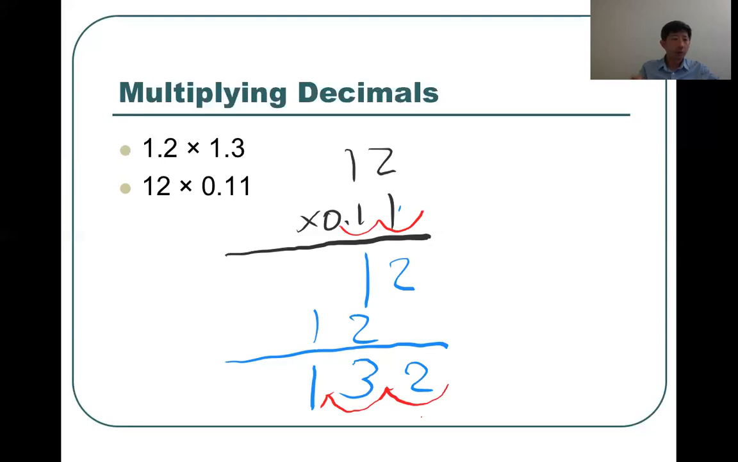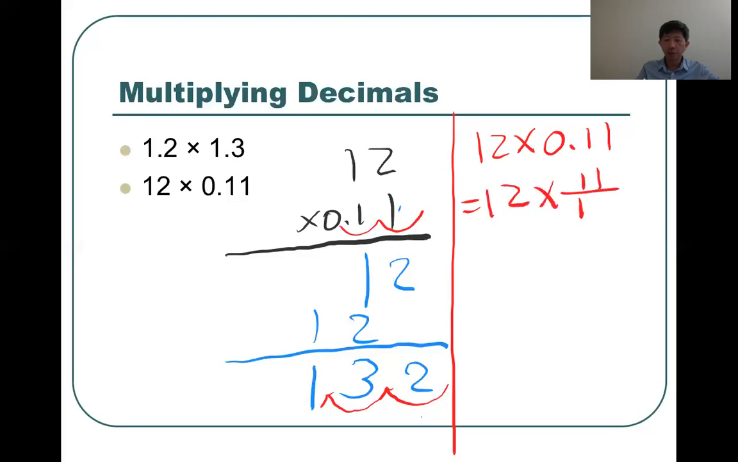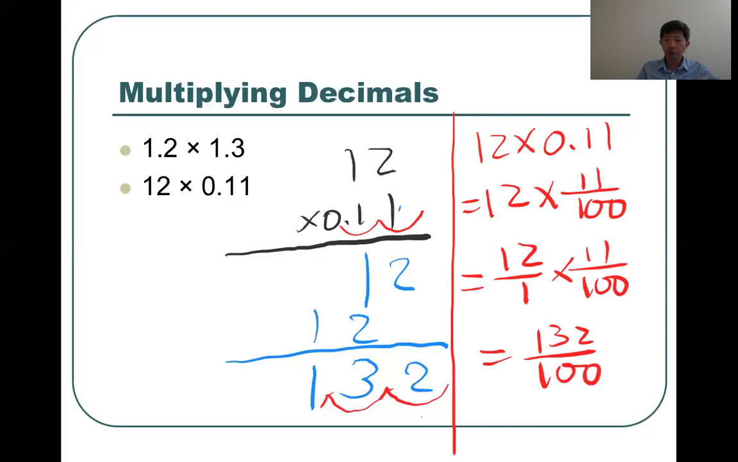Now what about fractions? If we do fractions, you can compare: 12 times 0.11, which is equal to 12 times 11 over 100, right? Which is equal to 12 over 1 times 11 over 100, which is equal to 132 divided by 100. Now, when we say we ignore the decimal point, we just take 12 times 11, right? Then we have to divide it by 100 back. So that's why we got 1.32, right?